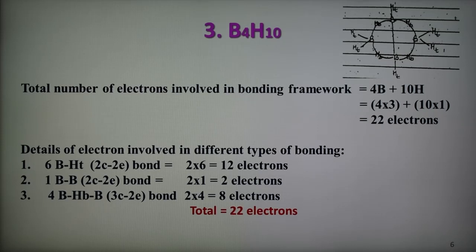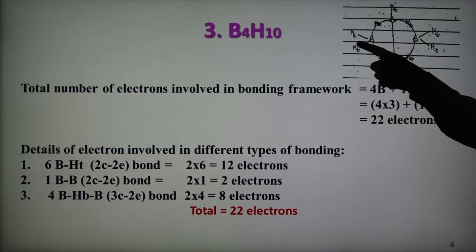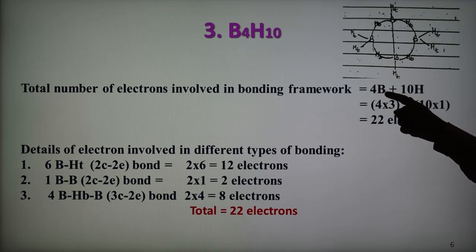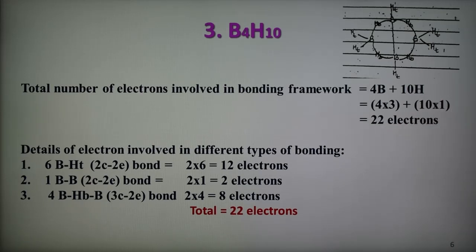So now here the total number of electrons involved in the bonding framework is shown. So 4 borons plus 10 hydrogens, B4H10. So 4 into 3, since boron has 3 electrons in the valence shell, plus 10 into 1, total 22 electrons in the bonding framework of B4H10.